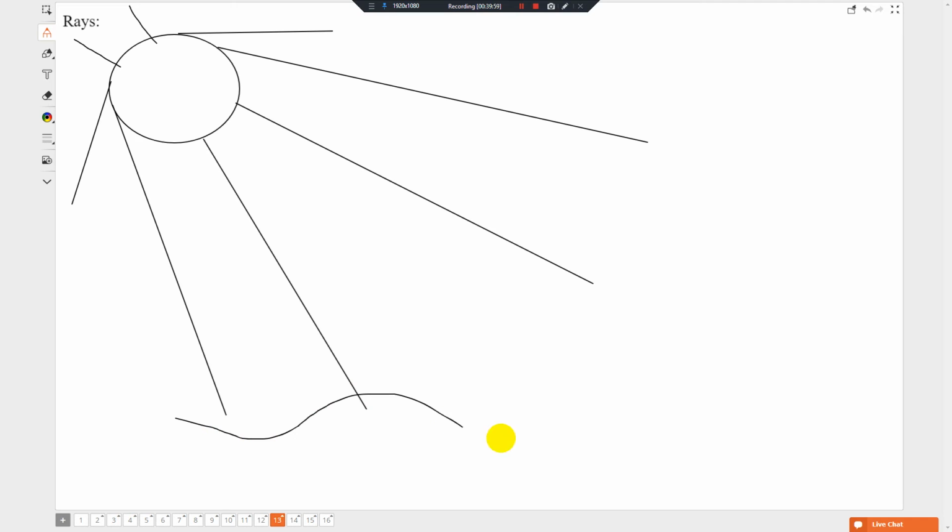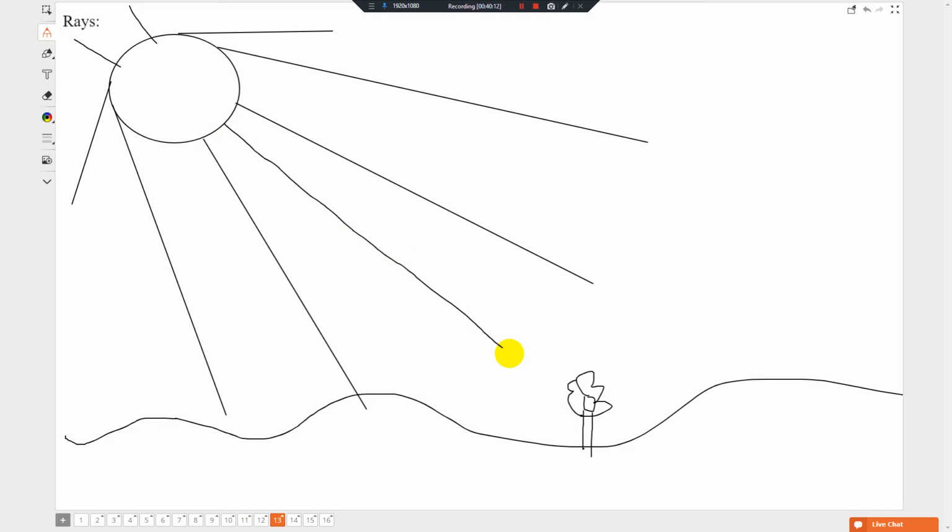And the plant grows because of these rays. So this plant grows fast, right? So these rays are starting from the sun. See this point. These rays are starting from the sun.